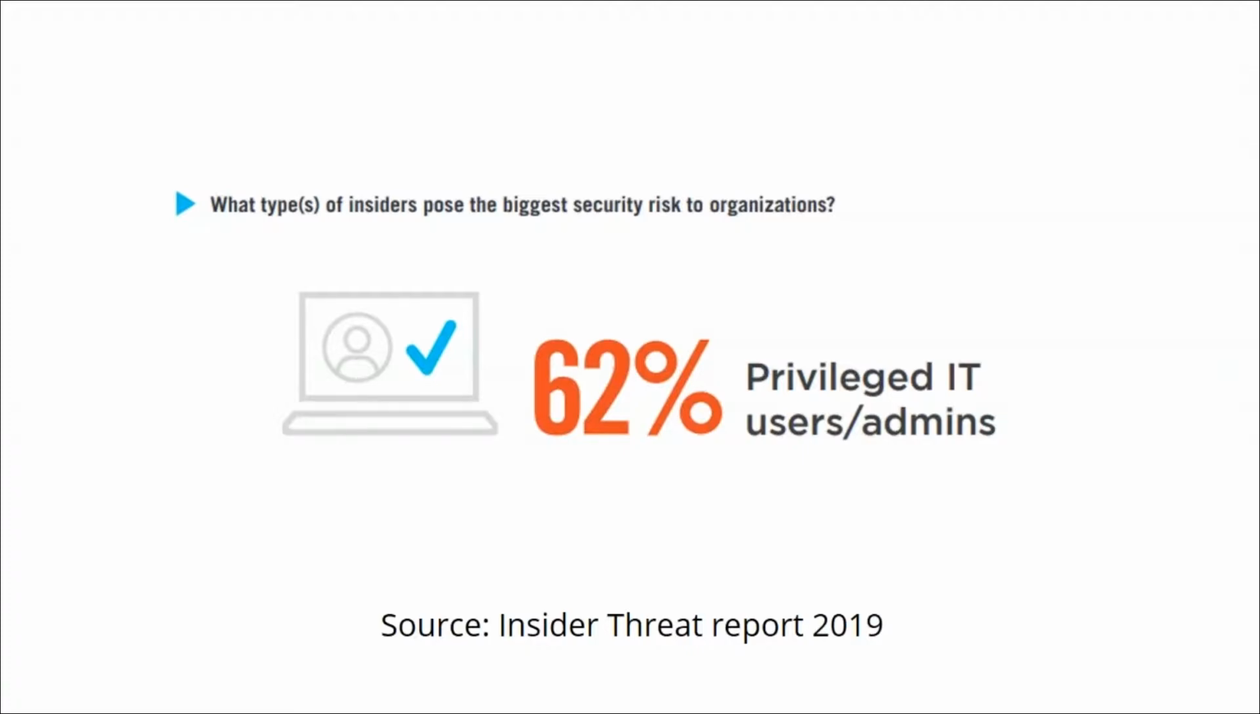I have one more interesting data. So what type of insiders pose the biggest security risk to organization? And 62% of the time, it's privileged IT users or admins. This isn't good news, right?